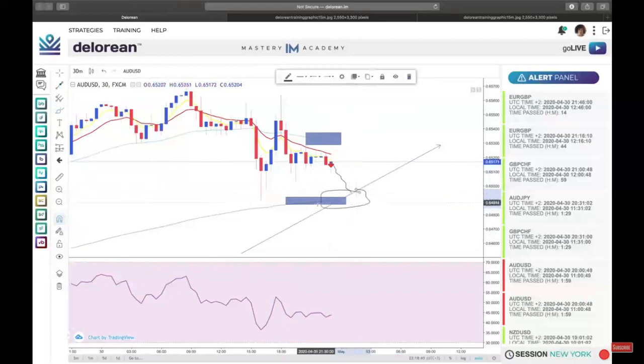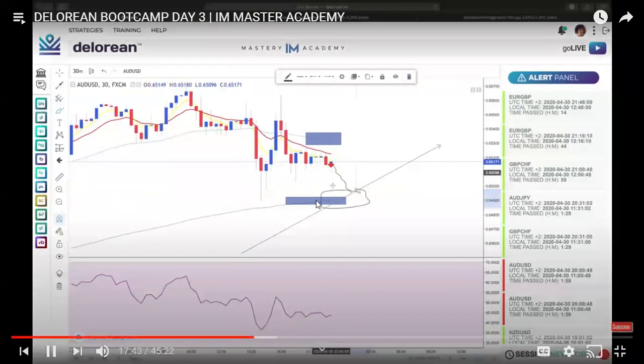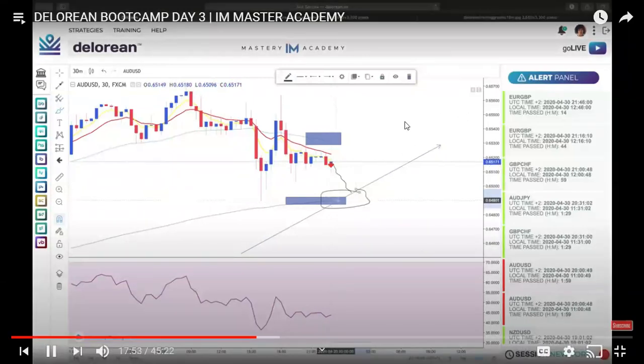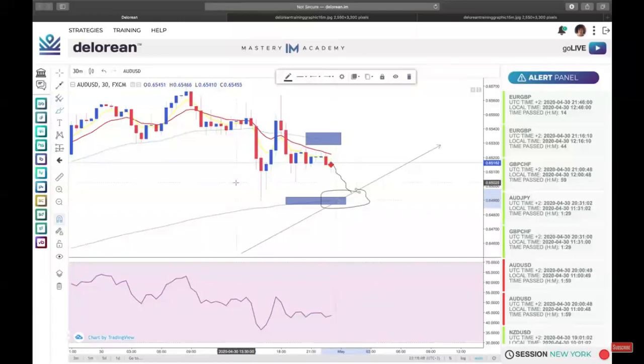If you get a Delorean setup at that time, what do you think the type of trade is? Type it out in the comments. If you get a Delorean setup at that time, as this comes down and it goes right here, what do you guys think the type of trade is? Type 1 or type 2? It'd be a type 1 trade.